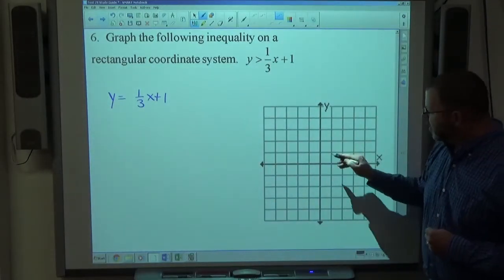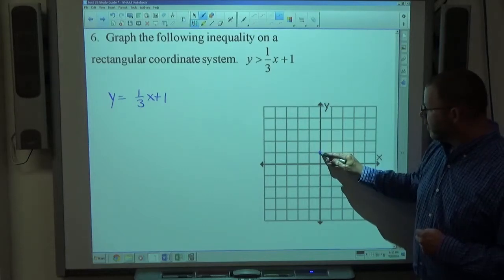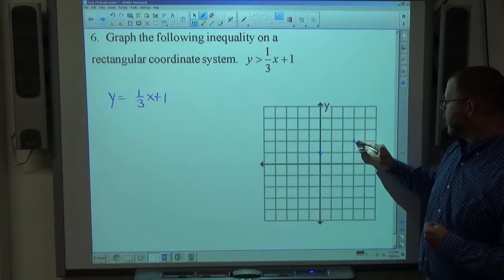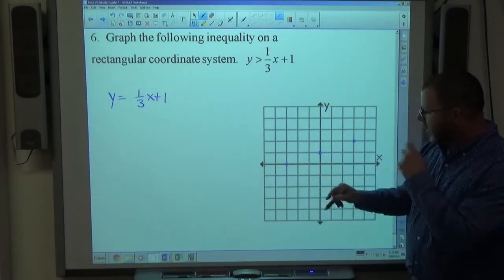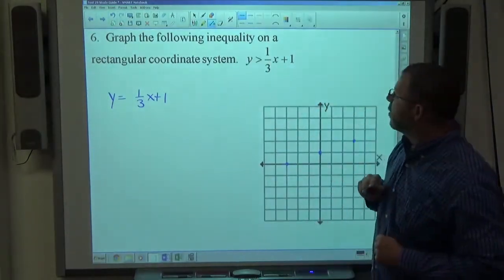Plus 1 is the constant, and that's the y-intercept. And a slope of 1/3 tells me from this point that's on the line, I'm going to go up 1 space and right 3 spaces to get another point. Or from that point I can go down 1 space and left 3 spaces to get another point, to get several points on the line. Then I want to connect those dots with either a dashed line or a solid line.